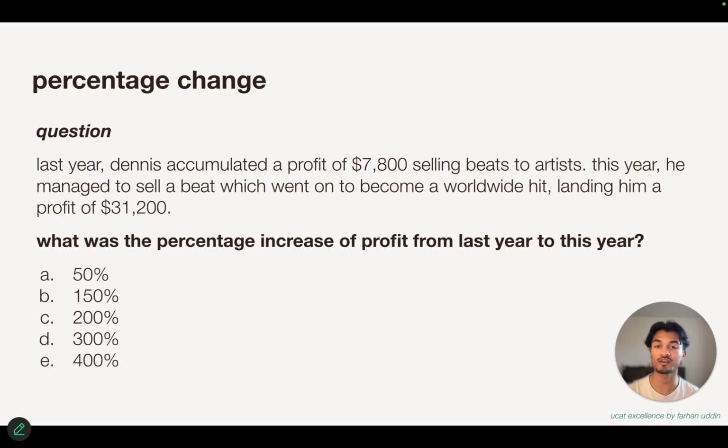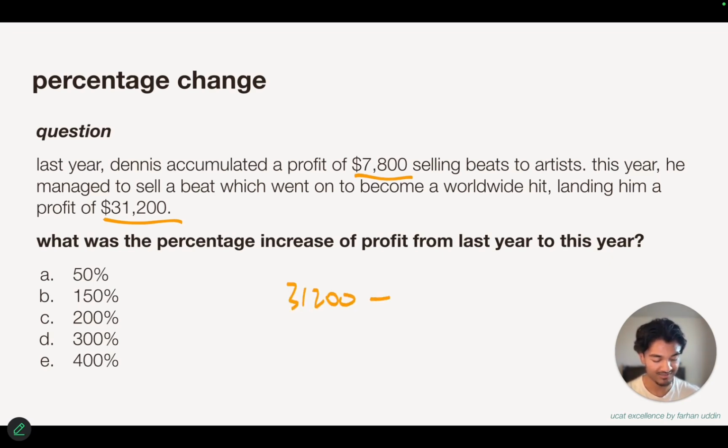Fantastic. So hopefully you've had a chance to go through this question now and you've realized that this is basically a plug and play of the formula that we just went through. So we have our old value here, what we started with. We've got our new value here, what we're going to end up with. So we just plug in the numbers.